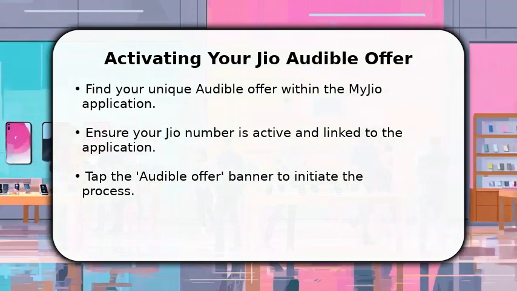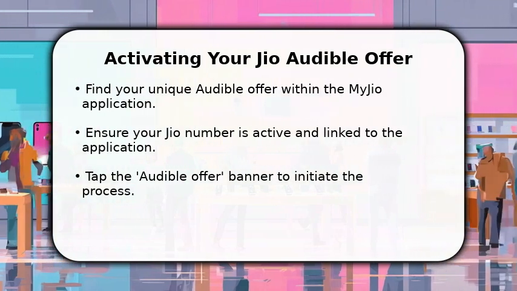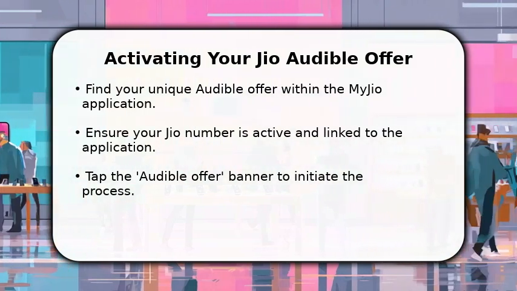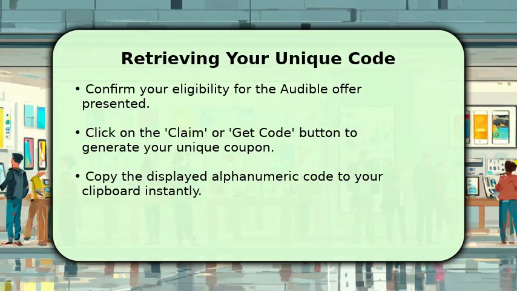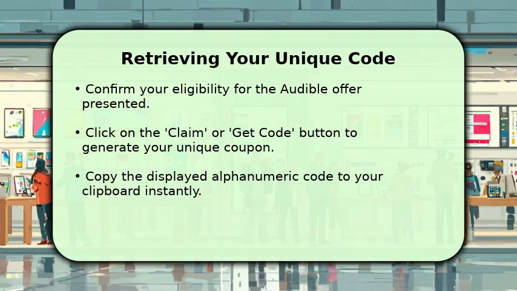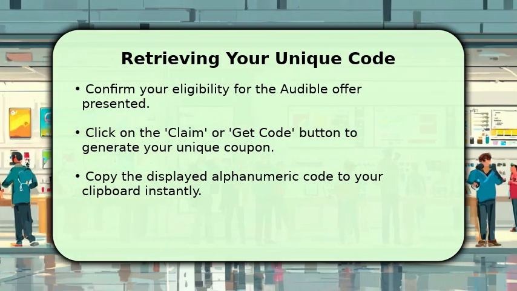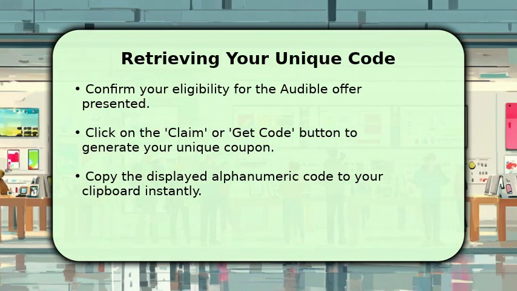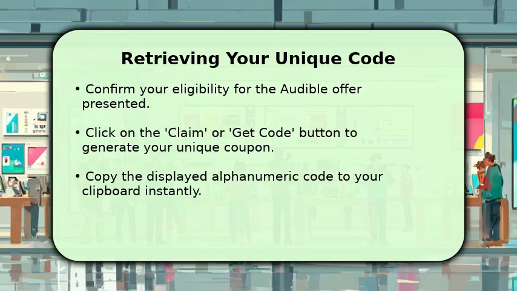Tapping on the offer banner will lead you to the next crucial step in redeeming your subscription. After tapping the banner, the My Geo app will verify your eligibility for the Audible promotion. You will then see an option to claim or get code. Click this to reveal your exclusive alphanumeric coupon code.